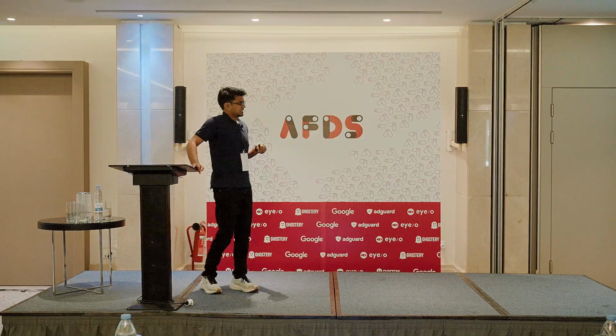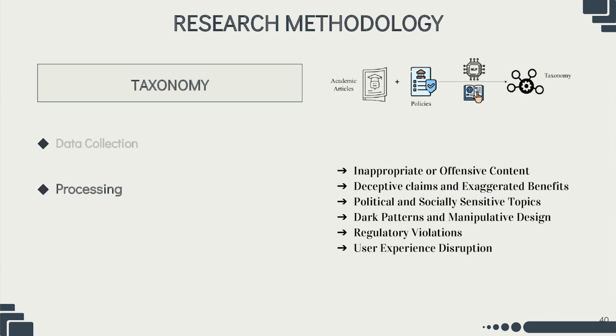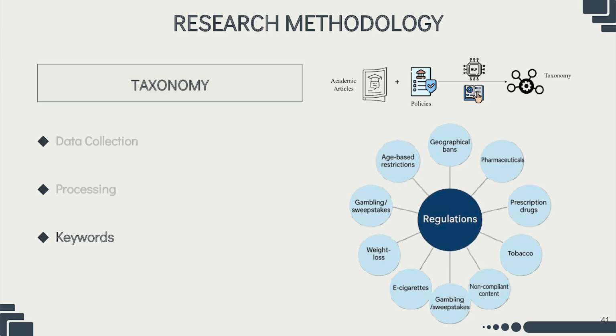So we essentially focus on 5 different sources. These are ad exchanges policies, ad consortia like Acceptable Ads or Coalition for Better Ads. We have academic studies and industrial studies. We process these white papers and consolidate them into 6 major categories. And last thing, which is the highlight or the novelty of this taxonomy, is that we use certain keywords to define each broader category that we identified in the previous stage.